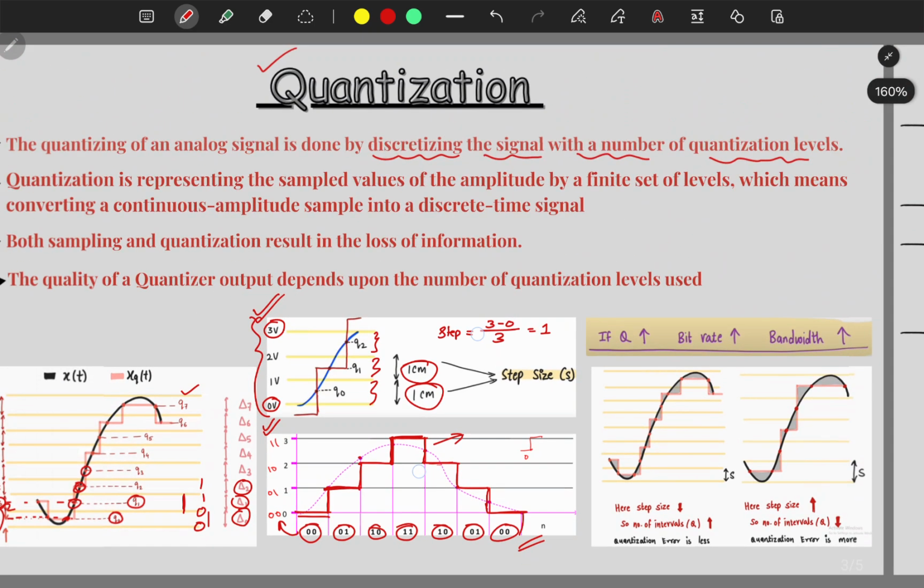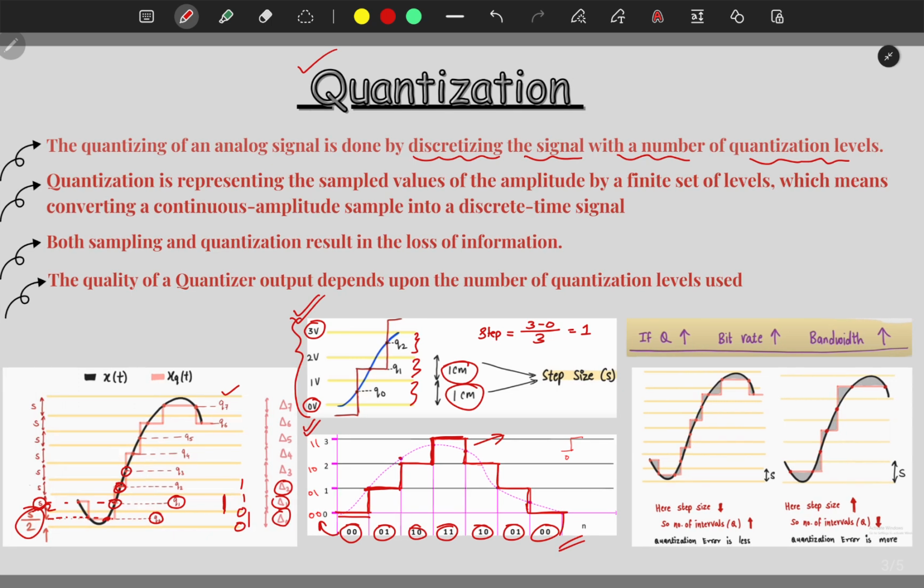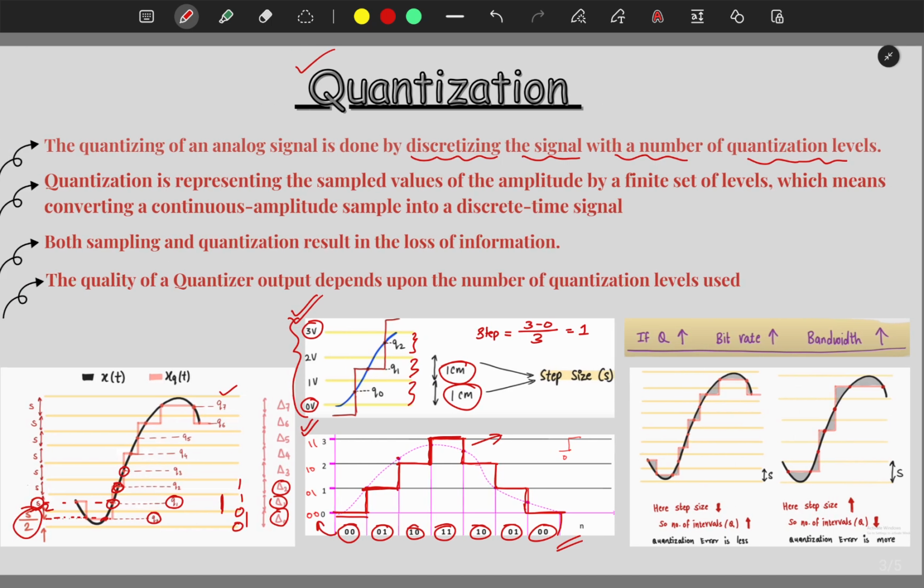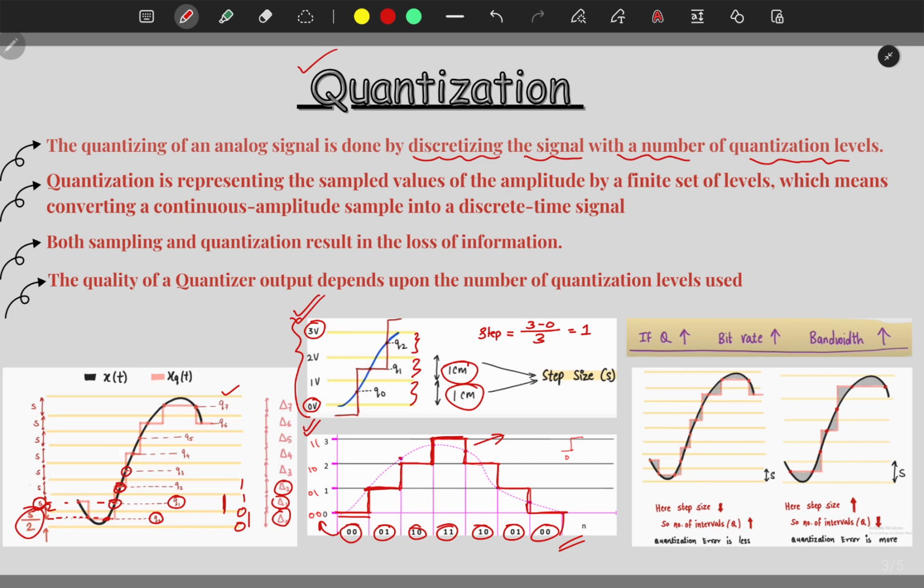So basically this is the process where we understand the quantization points and quantization values, and how this actually occurs. There are a few points we can understand. Quantization is representing the sampled values of the amplitude by a finite set of levels, which means converting a continuous amplitude sample into a discrete signal. We have already understood these things, so just skip it. Both sampling and quantization result in the loss of information. How this happens, we'll learn about in this part.